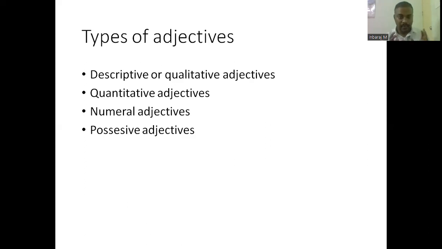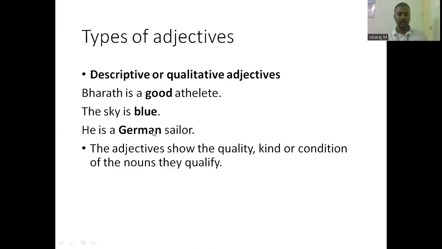And there are certain types of adjectives that you should know. So four major important types of adjectives are descriptive or qualitative adjectives and quantitative adjectives. The third type is numeral adjective and the fourth type is possessive adjective. So what are descriptive or qualitative adjectives? The adjectives that show the quality, kind or condition of the nouns they qualify are called qualitative adjectives. Look at these examples, these sentences.